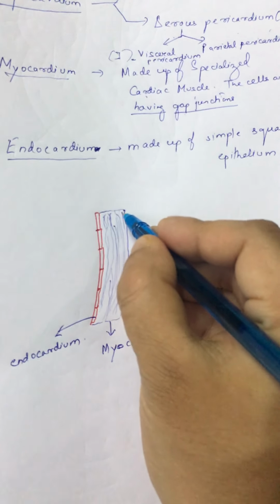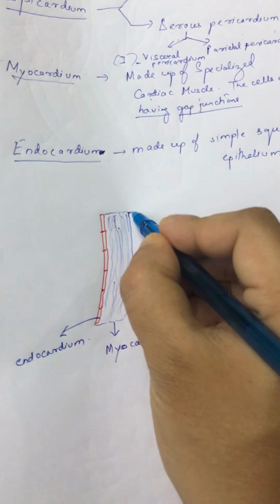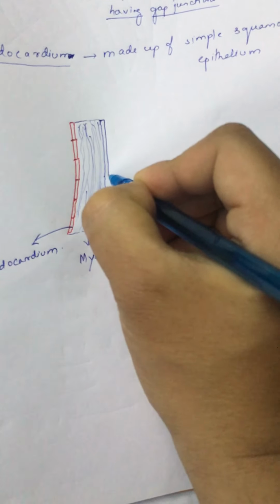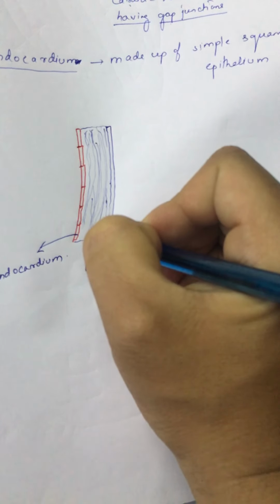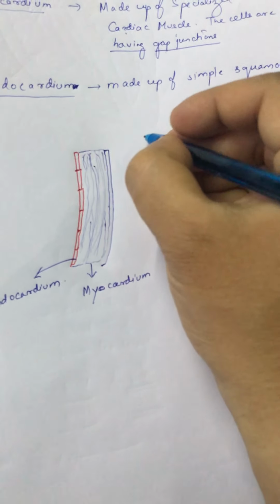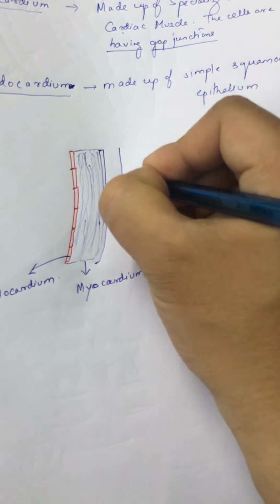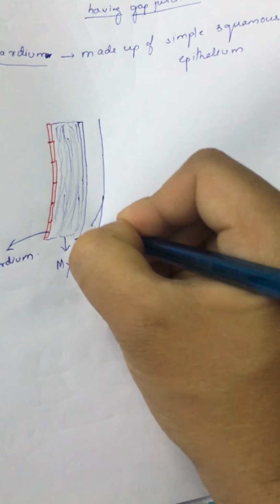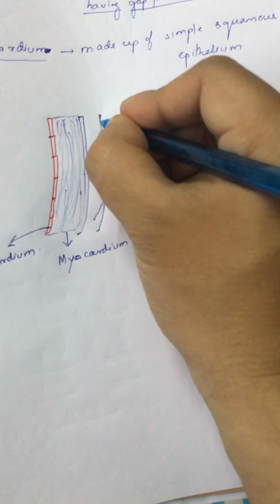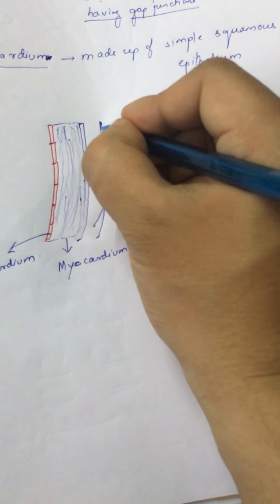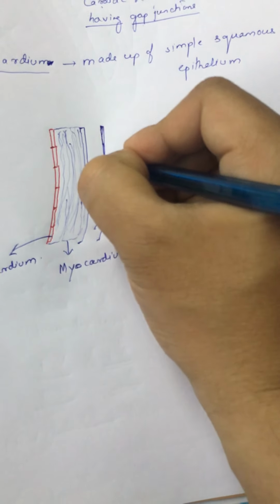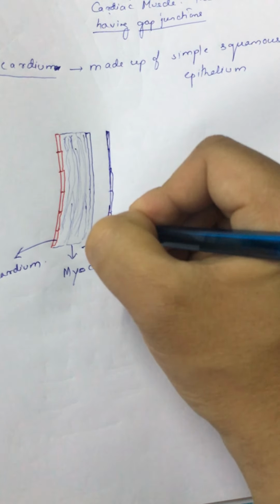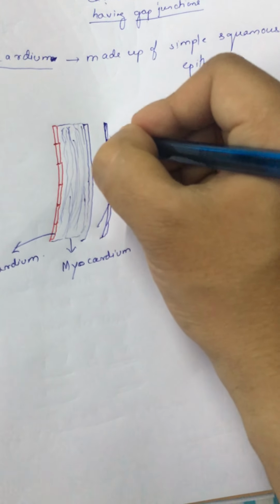So the visceral pericardium will be present here. So this is the visceral pericardium, and say for example this is the parietal pericardium. So you can see that between the visceral and the parietal pericardium there is a gap.